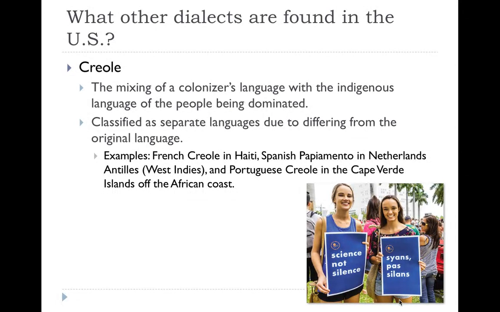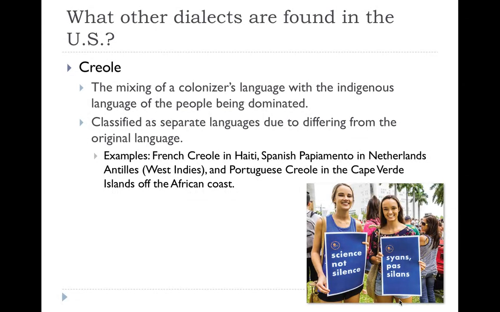And so when we look at it, it's classified as a separate language because it has some differing aspects from the original language. Some really good examples are French Creole in Haiti and Spanish. French Creole in Haiti is the number one when we look at it. We also see Creole exist specifically in the Louisiana area. We hear about that a lot of times.